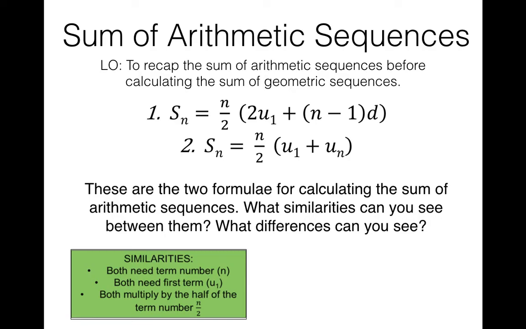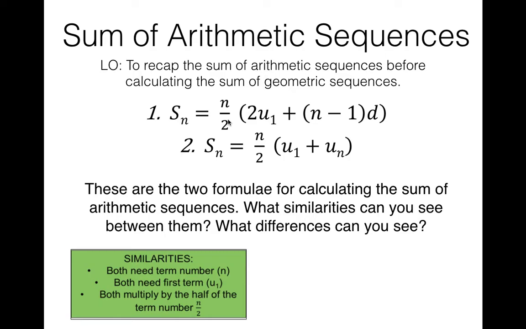The second is that they both need the first term. So you can see here, here's where n is used, and here is where n is used in the first one as well. Here is where the first term is used, u1. So you have to know what the first term in your sequence is. And they both multiply by half of the term number at the beginning. So that's a similarity. You're going to half the term number and then multiply the rest of your equation by it.